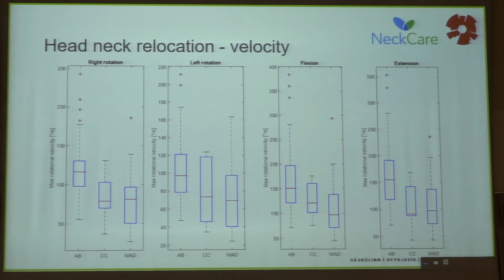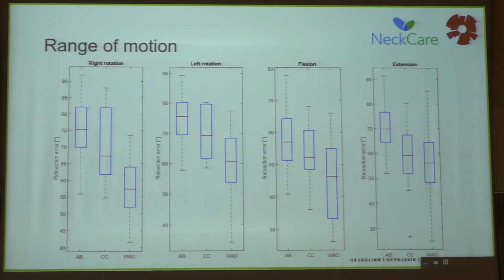But looking at the velocity as well, kind of how quickly do you carry out the movements, you can see that there is a clear difference between the groups. Looking into how secure you are in rotating your head can also be an indicator. Range of motion is just your standard range of motion, basically how far can you bend your neck in all planes. And again, there is a statistically significant difference.